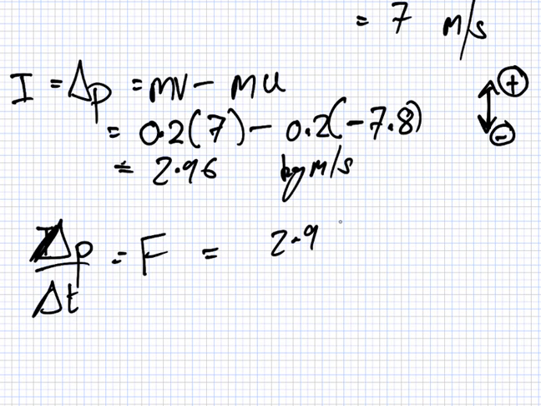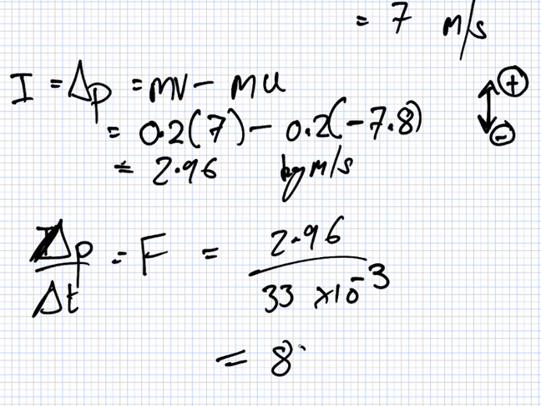So that is 2.96 over, and in the question they say it is 33 milliseconds, so 33 times 10 to the minus 3. So what's that? 89.6. You rounded it up? Okay.